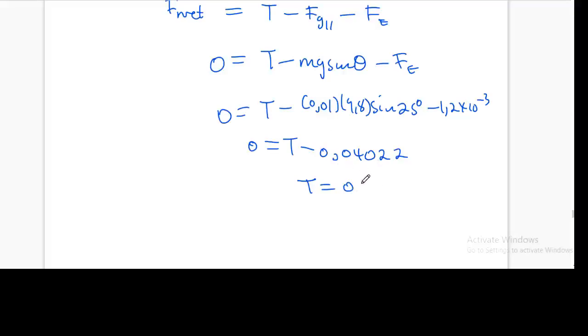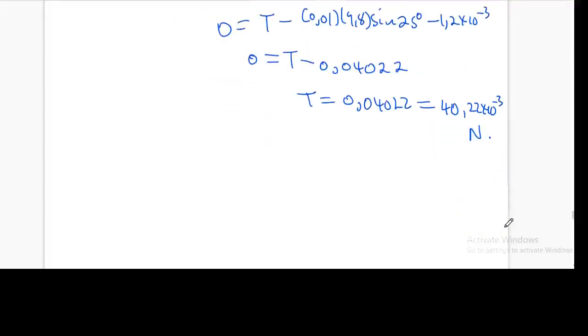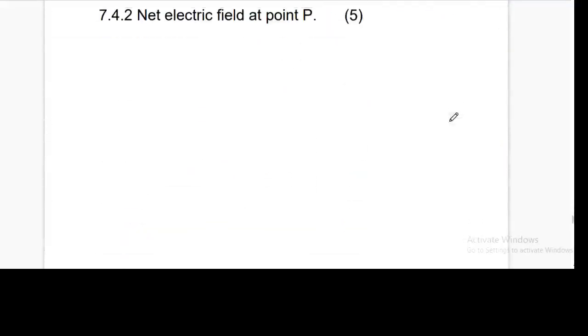Let me write it in scientific notation. 0.04022 in scientific notation is 40.22 times 10 to the power negative 3 newtons, up the incline. So this is my tension force now.